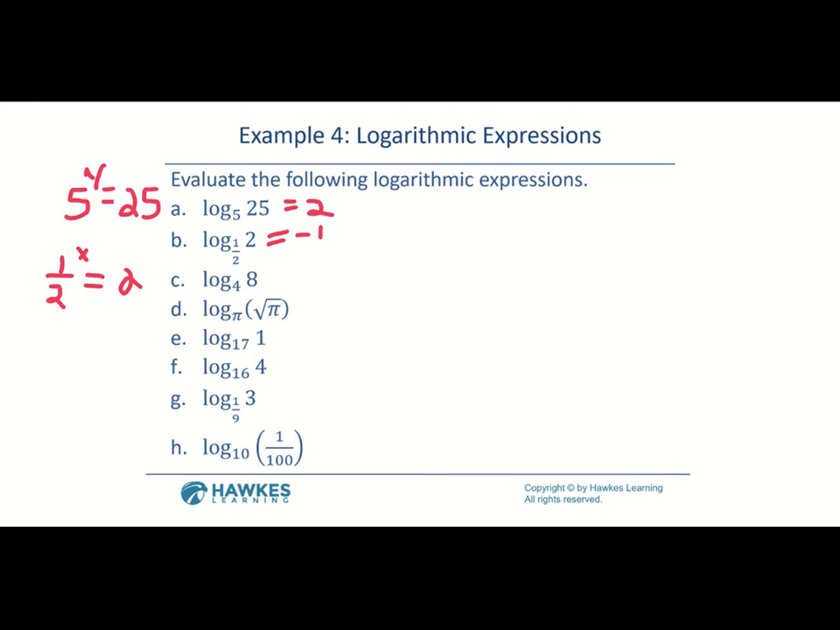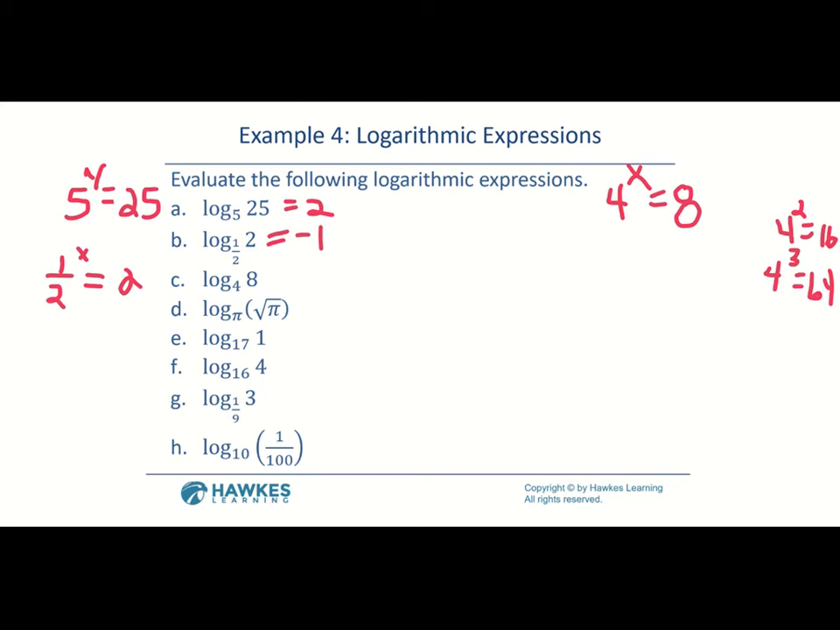Now the next one for C, we have 4 to the what power equals 8. And this one's a little bit hard. We have to kind of think of the powers of 4 to help us out. And I know that 4 squared is 16. But if I take the square root of 16, I get 4. So that's really not going to help me. But 4 to the 3rd power is 64. And what you want to look for is something where you can also get 8 out of it.